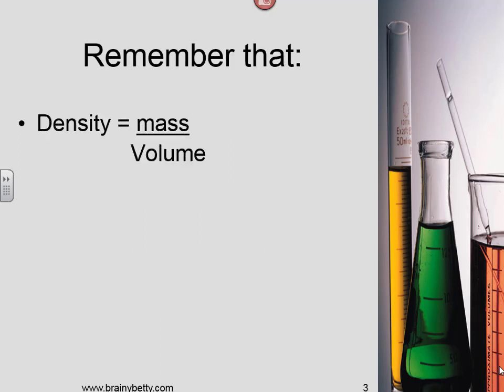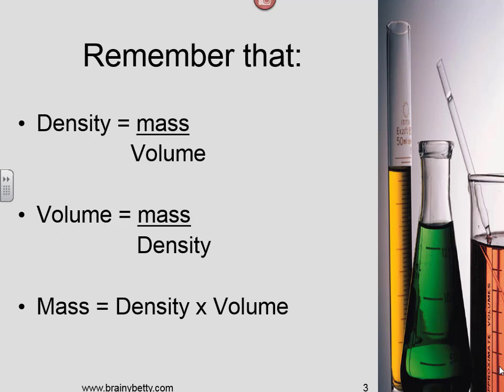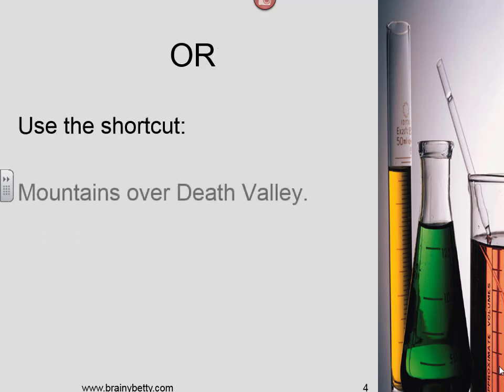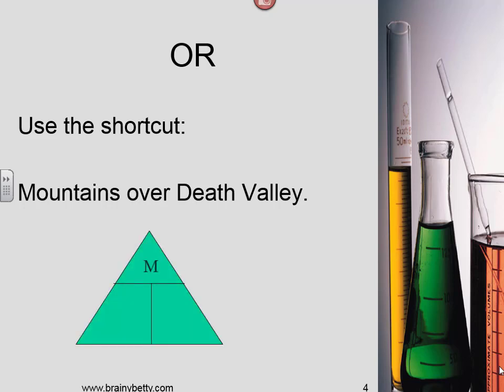In order to solve this equation for each of the three parts, you have to do a little algebra. I've already done that for you. So here's the equation rearranged in three different ways. Density equals mass divided by volume, volume equals mass divided by density, or mass equals density times volume. If you don't want to use it that way, you can always go back to your algebra triangle. You remember which things to put where in the triangle using this phrase, mountains over Death Valley. So that means put mass in the top, density and volume in the bottom.